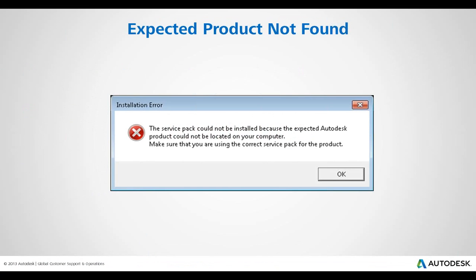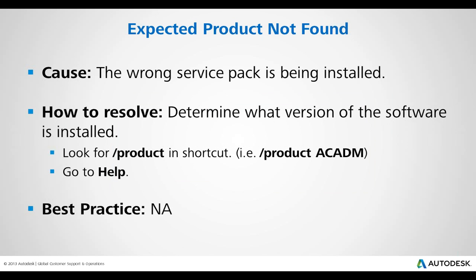All right. I'll show you one more installation issue that we see with service packs in particular in this case. Sometimes, especially if you have a suite installed and you're trying to update, say, AutoCAD, for instance, in a suite, you download the AutoCAD service pack, try to install it, and you get this message. Service pack could not be installed because the expected Autodesk product could not be located on your computer. Make sure that you're using the correct service pack for the product. Well, some suites can be confusing. So the issue in this case is you are indeed installing the wrong service pack.